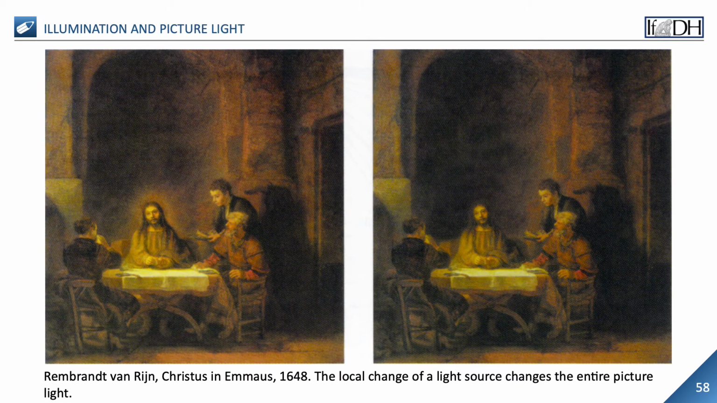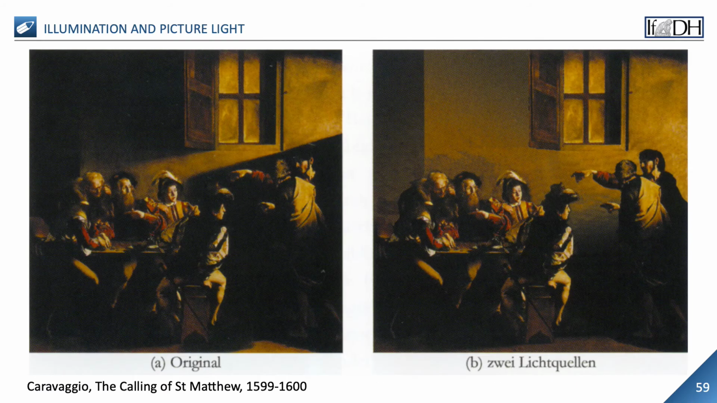Furthermore, the space is strongly defined by the light of the picture. In this montage of a Rembrandt painting by Günter Quebec, it becomes clear how much weaker the modeling of the room would be if the radiant nimbus of Christ were left out. And here again the same phenomenon, this time with the addition of another light source.